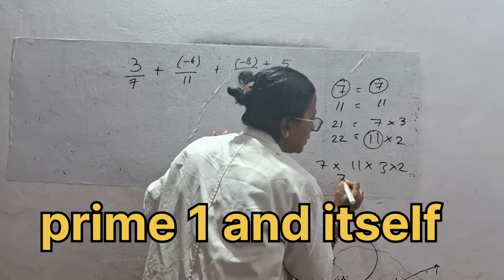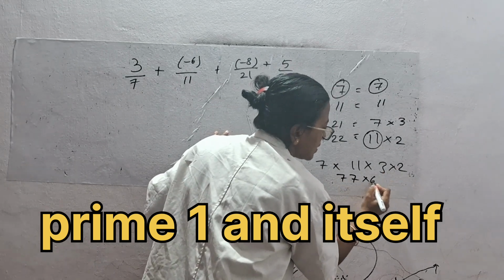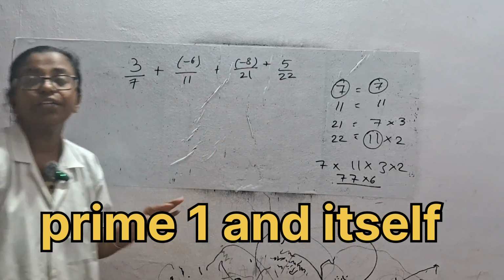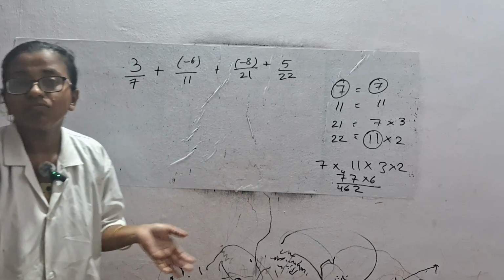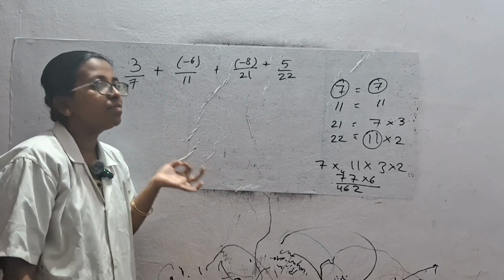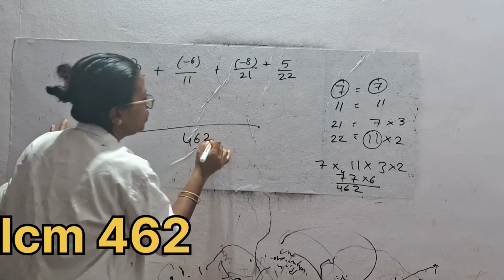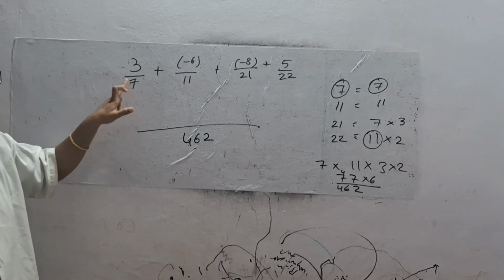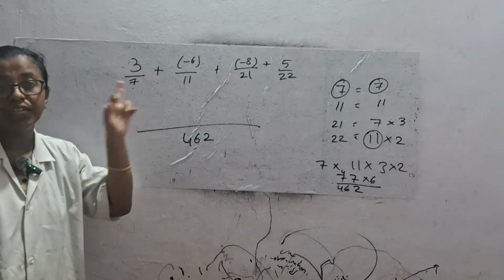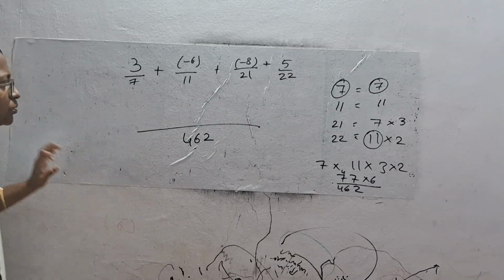So just multiplying these numbers. 11 into 7 is 77. 3 times 2 is 6. Just multiply 77 into 6, we get 462. So LCM is 462. So we get 462. Here we have 7. When do we have denominator 462?